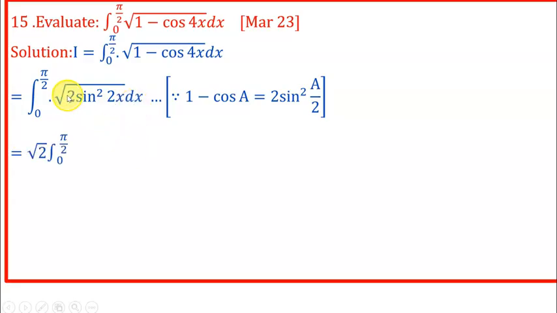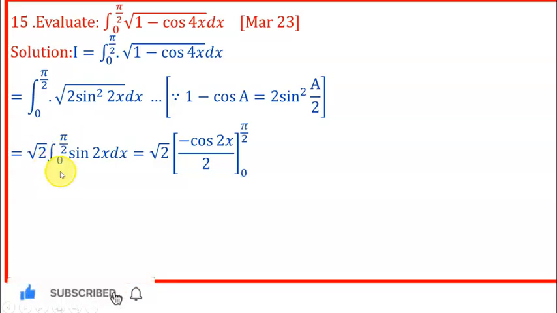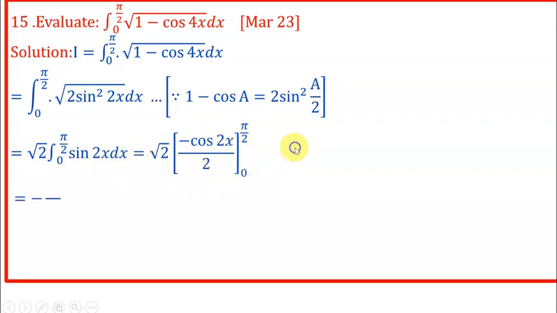Okay. Next, take this root 2 outside this integral sign. That is root 2 into integral 0 to pi by 2 sine of 2x dx. But what about the integral of sine of 2x? It is minus cos of 2x upon the derivative of this 2x, which is 2. Lower limit is 0, upper limit is pi by 2. Therefore, that is root 2 upon 2, cos of 2x, where x is replaced by pi by 2, the 2 gets cancelled, and you will get cos of pi. Lower limit x is 0, therefore cos of 0.